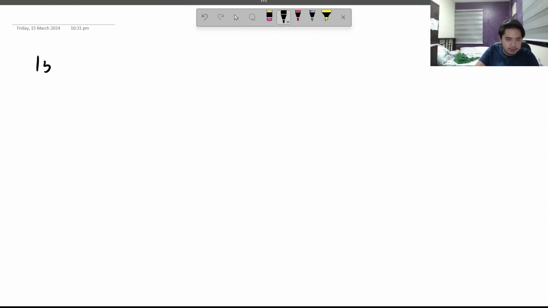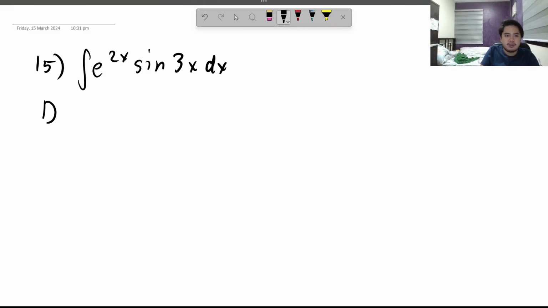Question number 15. Integral e to the 2x sine 3x dx. We can use the DI method for this one, but what does it entail for us? Let's see. What do you want in D or I? We can experiment. Let's say we put e to the 2x here, and then sine 3x here.